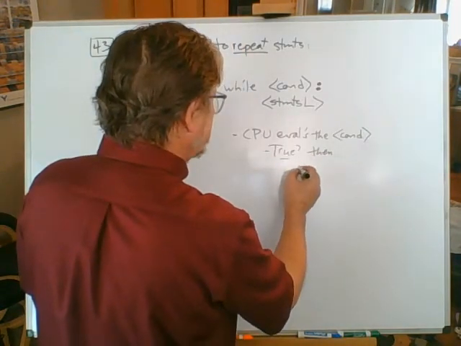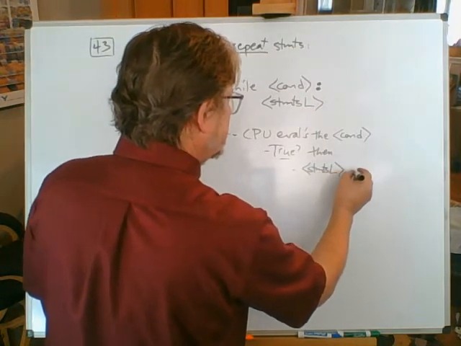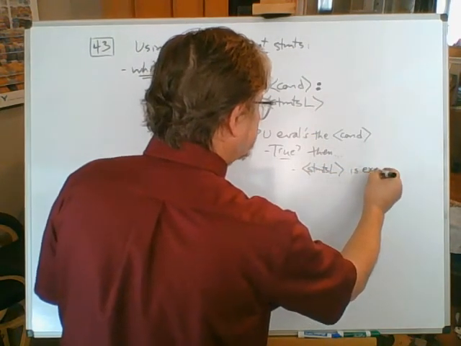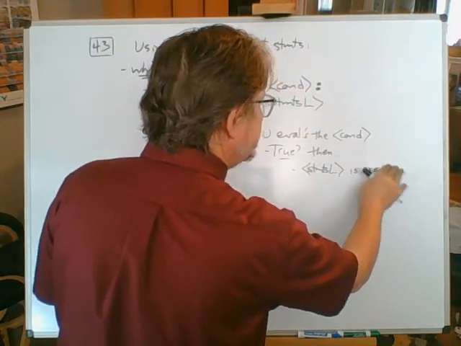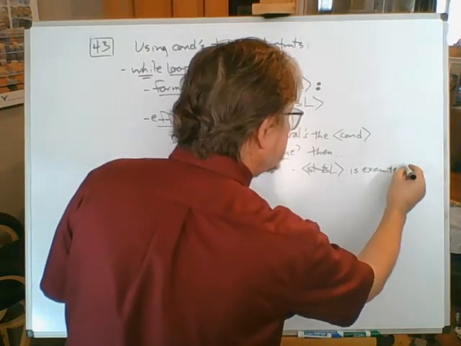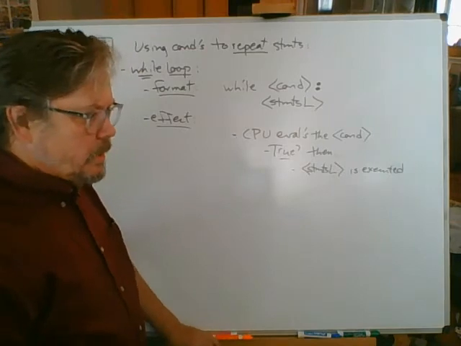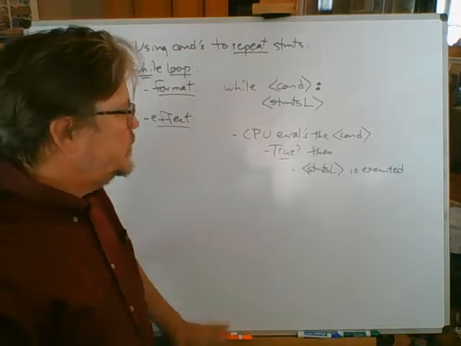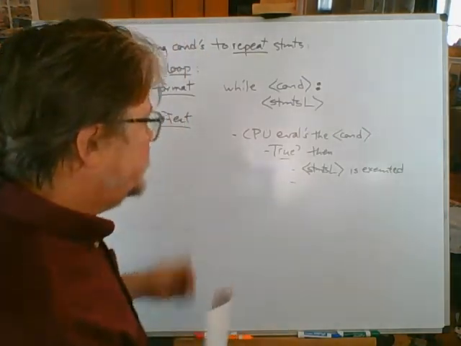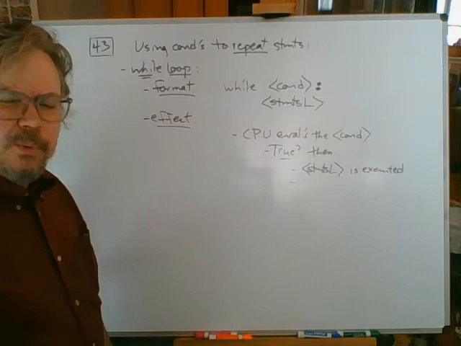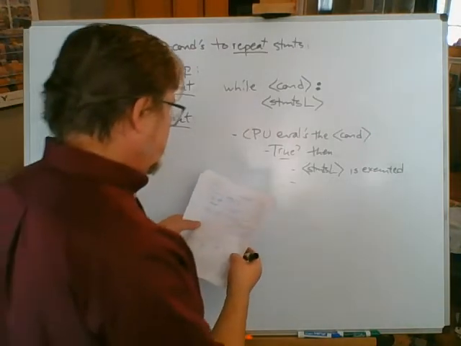Then statements L, S-T-M-T-S, capital L, is executed. By whom? Who executes it? The CPU, E-X-E-C-U-T-E-D. Anytime I say is executed on the board, I'm talking about probably statements and probably the CPU. So statements L is executed by the CPU. Here's the new part. Up to this point, that's very similar to the format for if format 1, if I recall. Now it gets different.